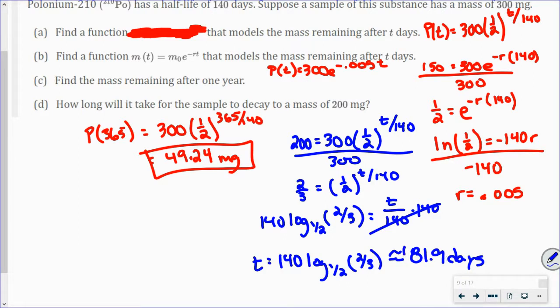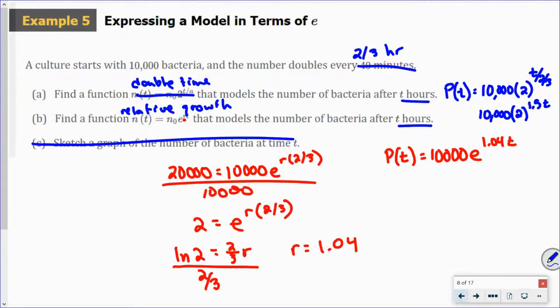So 81.9 days. Let me go back here real quick. These two graphs will be identical. I was wrong on that. They will be identical because we've used the same numbers. We just rearranged it a little bit differently on those.